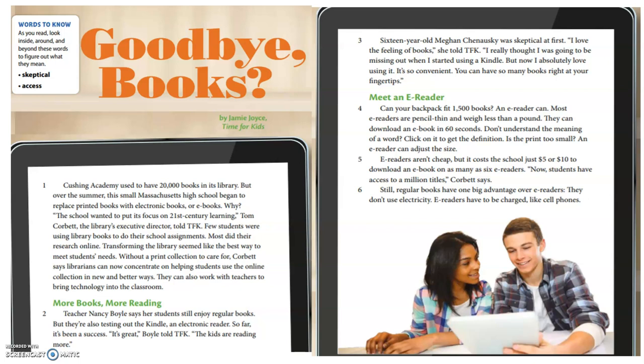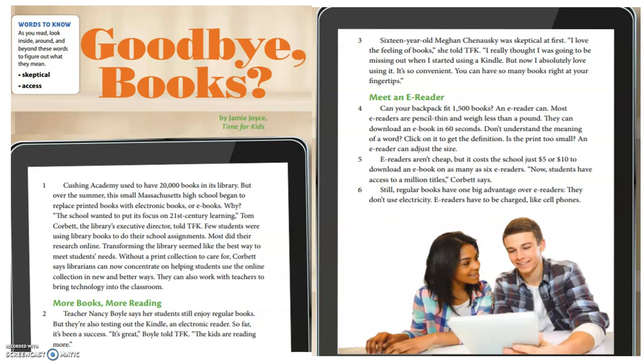Why? The school wanted to put its focus on 21st century learning, Tom Corbett, the library's executive director, told TFK. Few students were using library books to do their school assignments. Most did their research online. Transforming the library seemed like the best way to meet students' needs. Without a print collection to care for, Corbett says librarians can now concentrate on helping students use the online collection in new and better ways. They can also work with teachers to bring technology into the classroom.